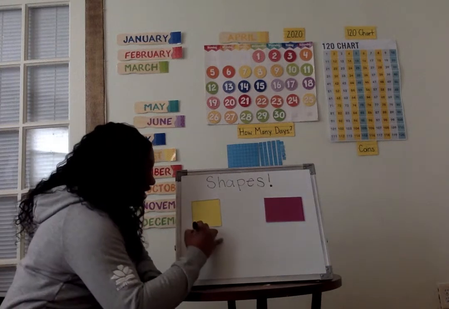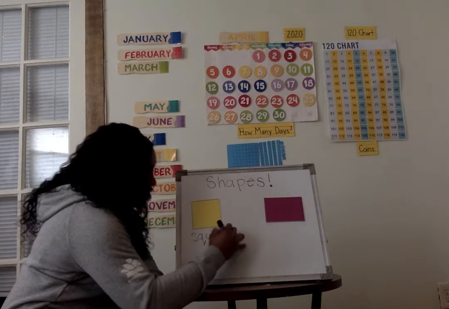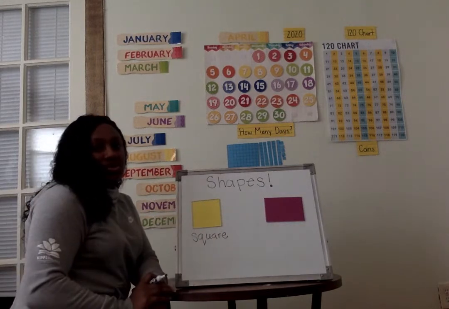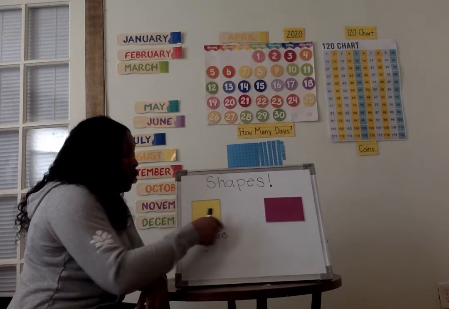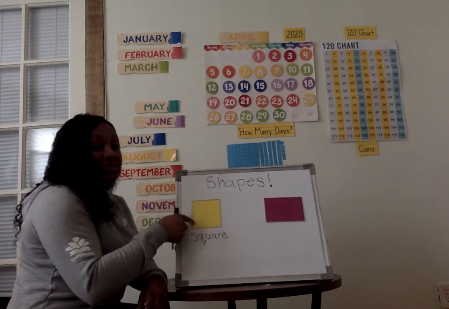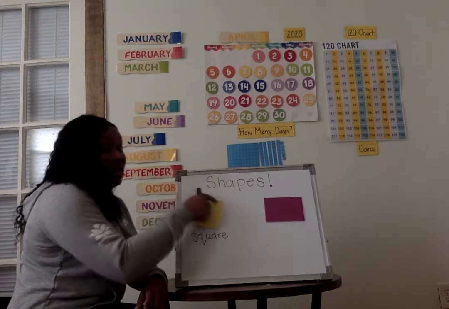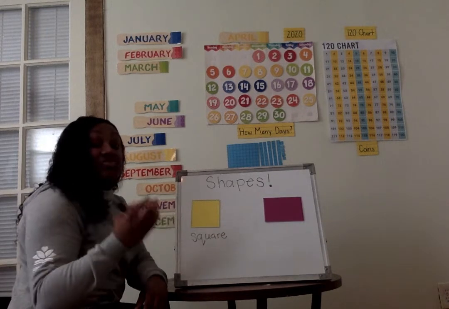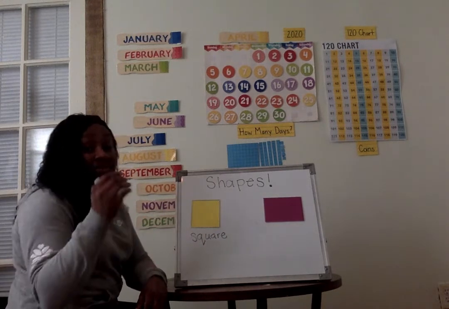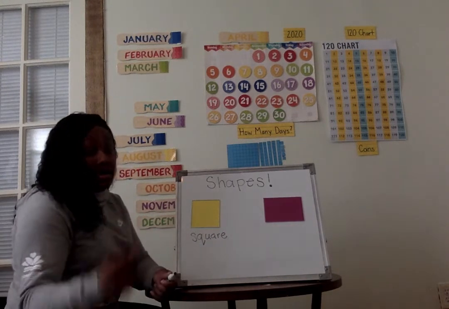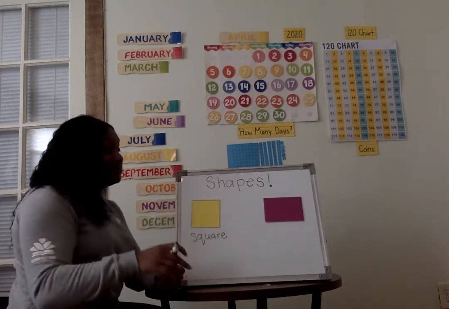So easy. It's called a square. You're right. This shape is called a square. How did you know this was a square? Okay, because it has 4 straight lines. But what's special about a square? All 4 lines are the same what? That's right. All 4 sides are the same length in a square.